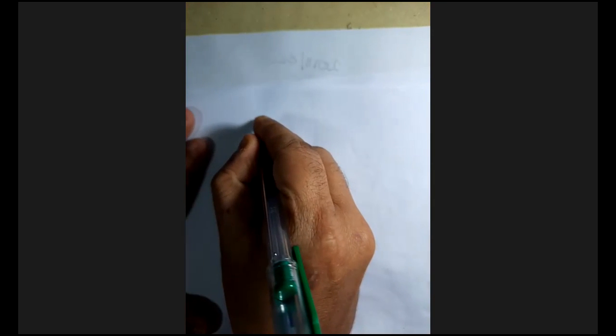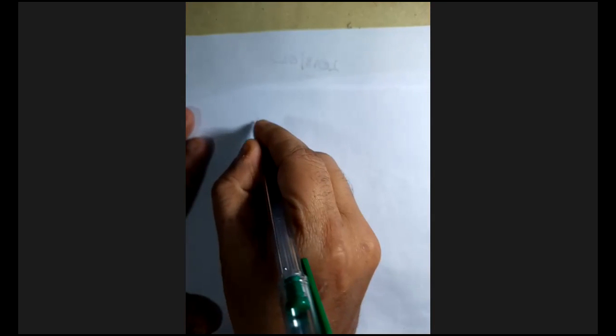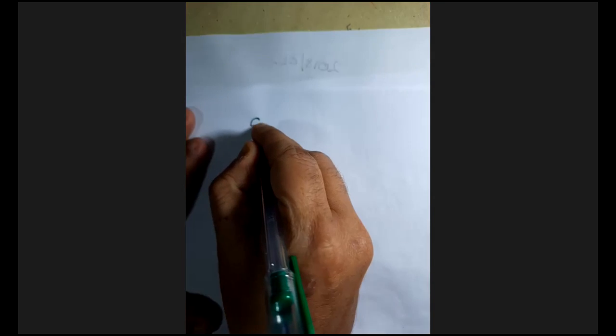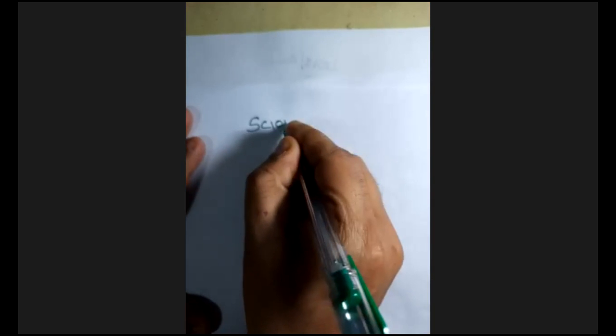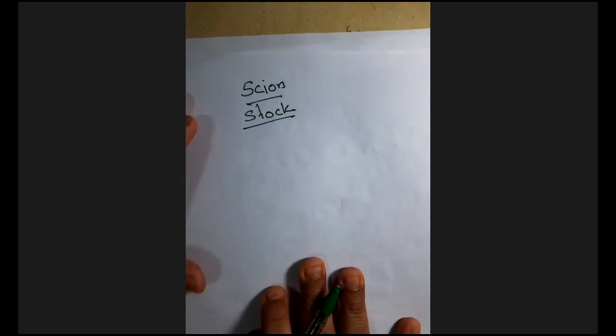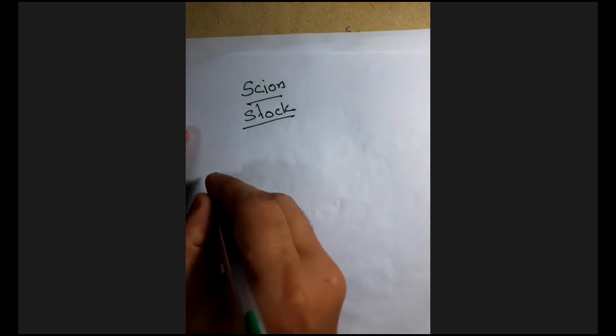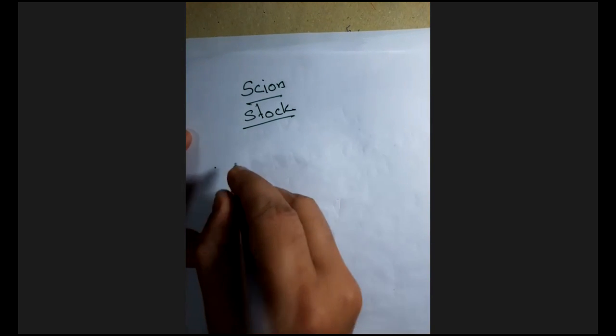If you take grafting, there are two components included, right? One we call scion, and the other one we call stock. Scion and stock, there will be two components included. In grafting, there are two types of grafting. You can see here.